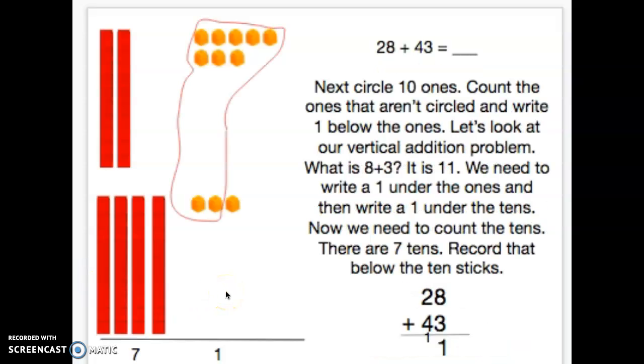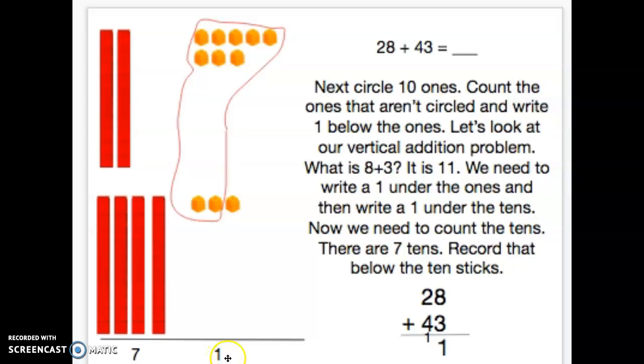Next, I'm going to circle 10 ones. So after I've circled 10 ones, I need to count the ones that are not circled and write that number below the ones place. Well, if I look, I only have one 1 that is not circled, so I'm going to put a 1 right here.